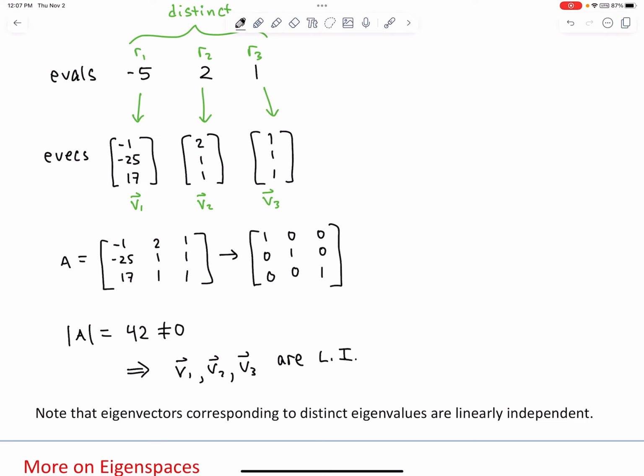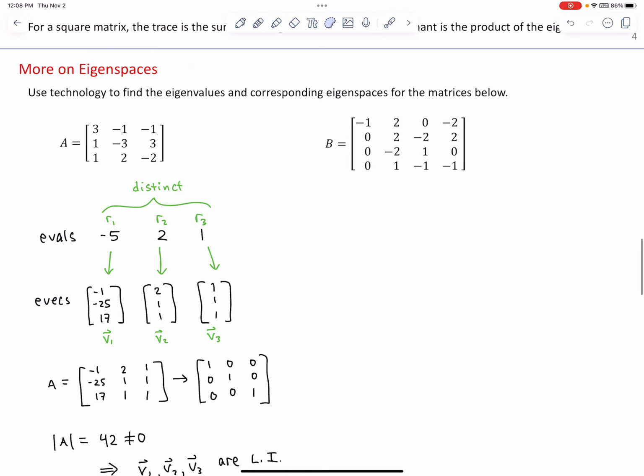In fact, if you take any eigenvector from the space corresponding to the first eigenvalue, and any eigenvector from the eigenspace corresponding to the second eigenvalue, and any eigenvector from the eigenspace corresponding to the third eigenvalue, and form a set of three vectors, that set will be linearly independent. So any multiple of this vector combined with any multiple of this vector combined with any multiple of this vector, and I should be saying non-zero multiples, we don't want any zero vectors here, will form a linearly independent set of vectors. Let's look at matrix B.